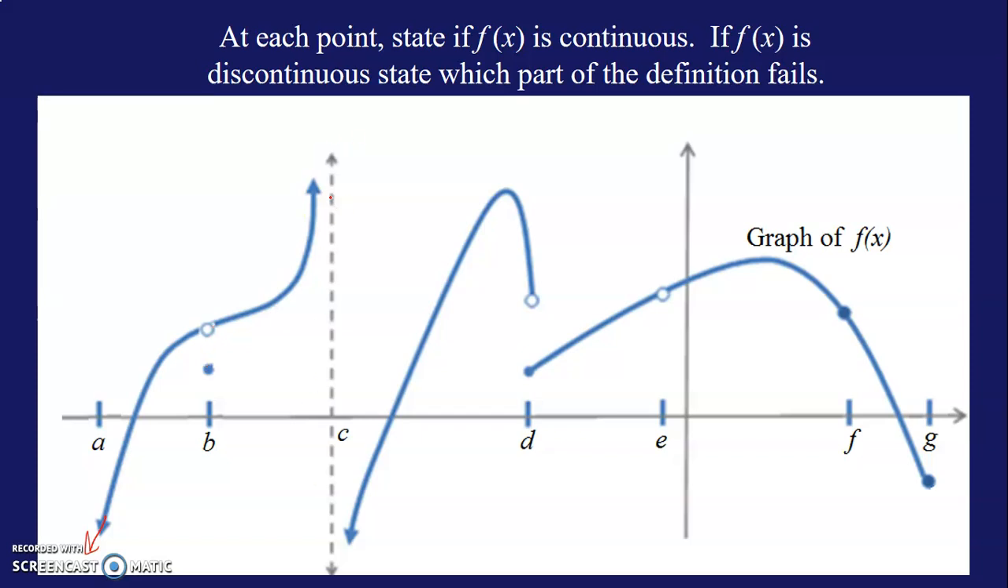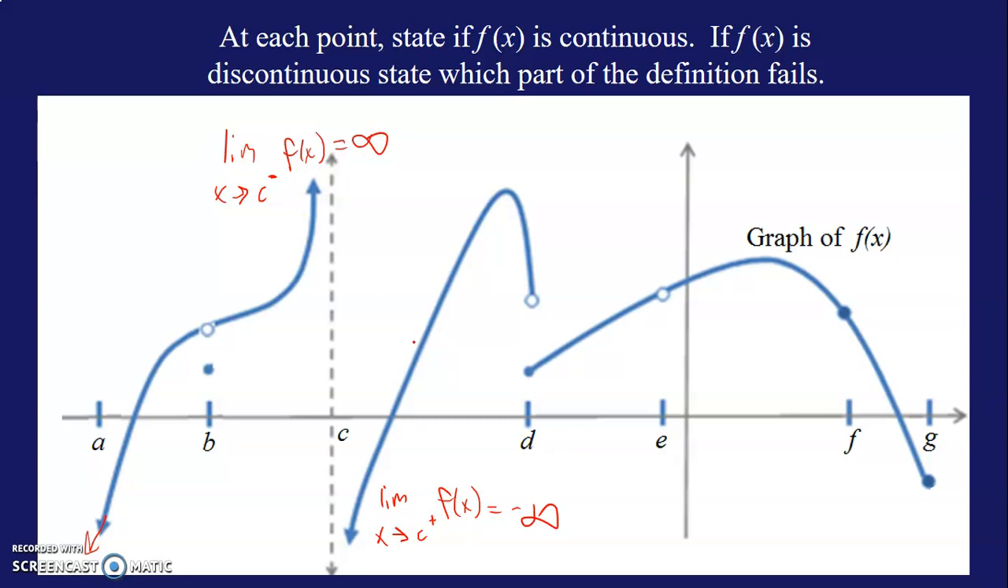At C, it's not continuous because the function does not exist. Also, the limit does not exist. The limit as x approaches c from the left of my function would be positive infinity. The limit as x approaches c from the right of my function would be negative infinity. Since these aren't equal, the limit doesn't exist.